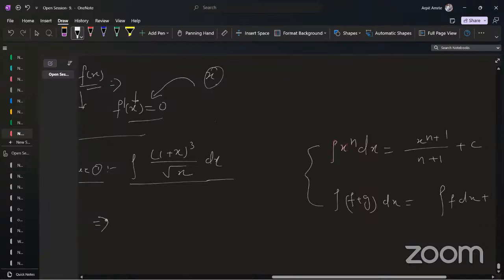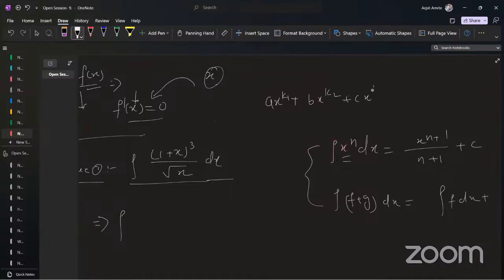Okay, so what can we do first? I have to change this whole thing into this kind of form: a into x raised to the power k1, b into x raised to the power k2, plus c into x raised to the power k3. That kind of thing I need to change. So what is the best way of doing this? I can split here. In the numerator I have 1 plus x raised to the power cube, so I can just open this. What is the formula for (a plus b) whole raised to the power cube? It is a.